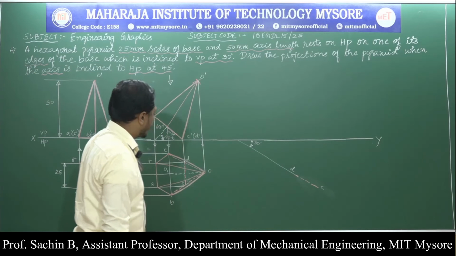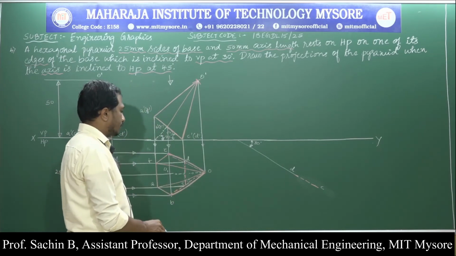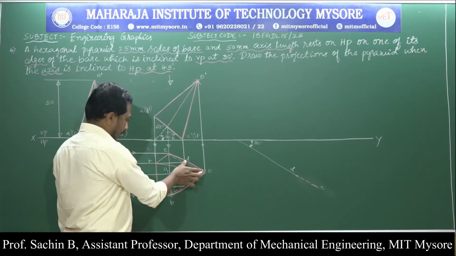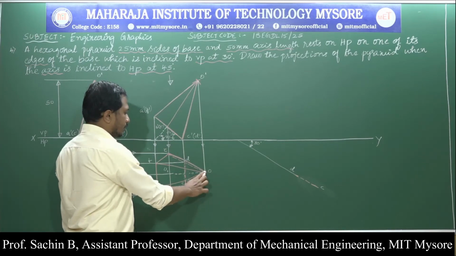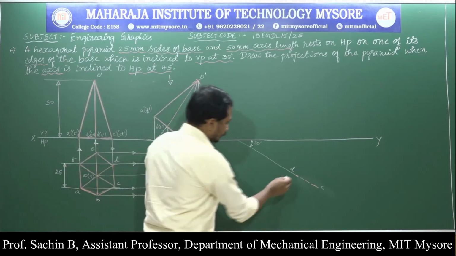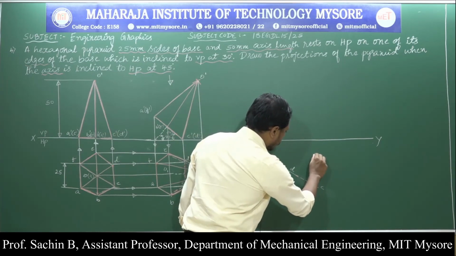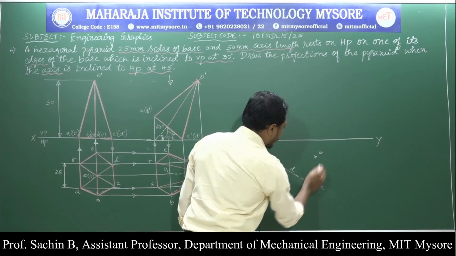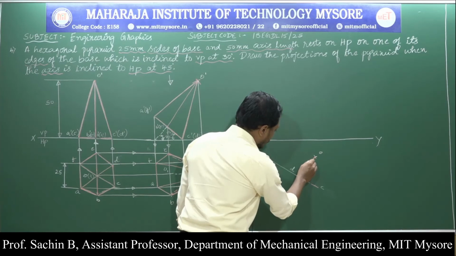Next, I need to get the remaining points, that is, the corners and the edges. For that, first I will find the axis. I will measure it from D to O or from O to C. I will put an arc over here, and again one more arc. This is my O point. Next I will join this.